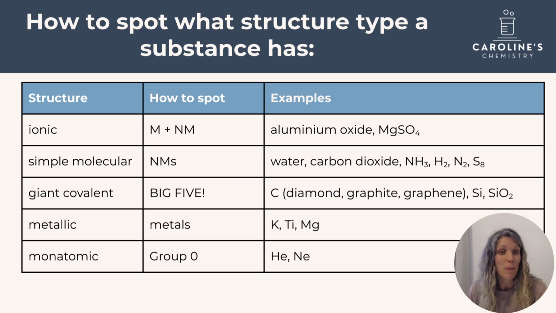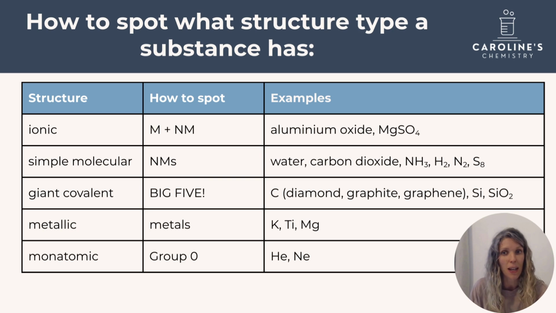Mg, magnesium, metal. And then here you can see we have a combination of non-metals. S is sulfur and O is oxygen. So we still have this combination of metal and non-metals, and therefore it's still ionic.